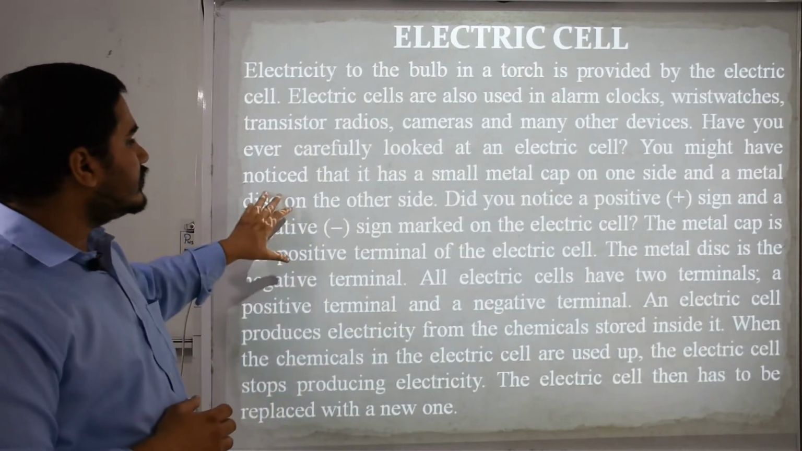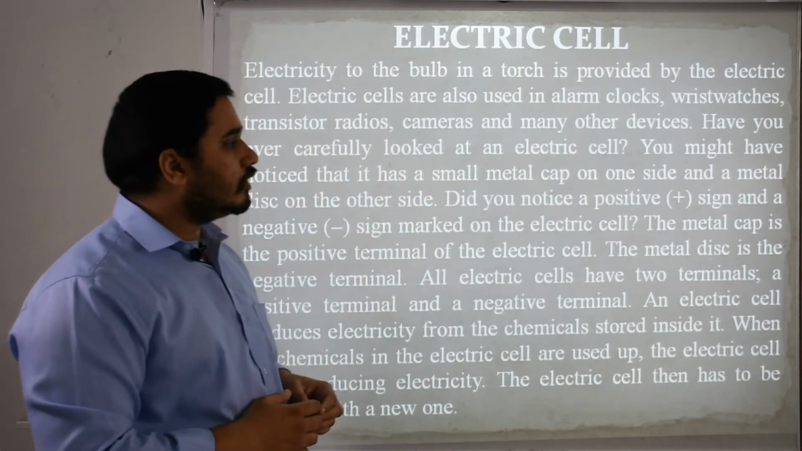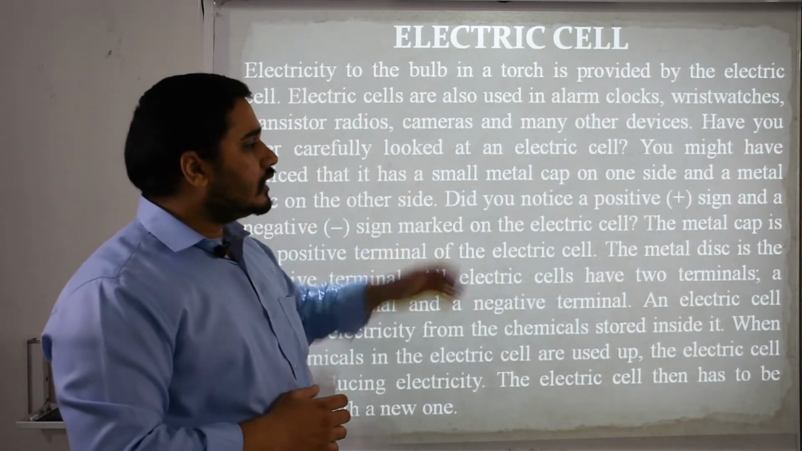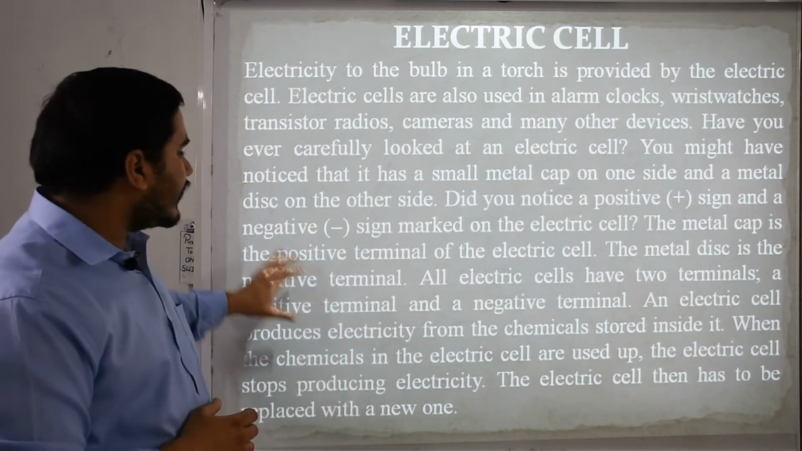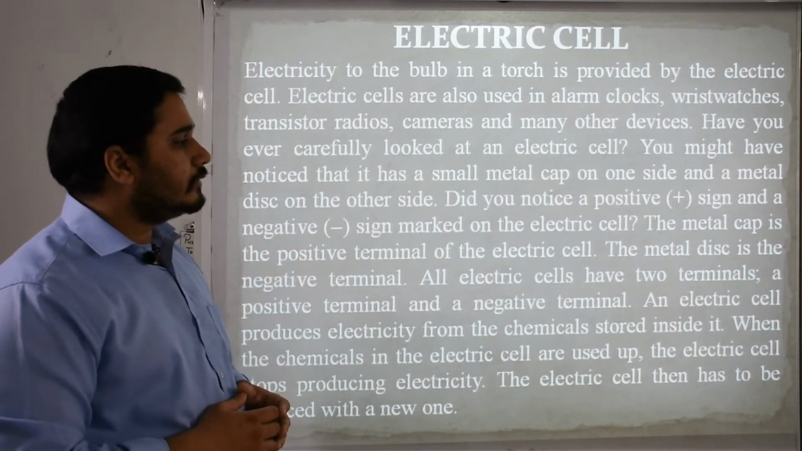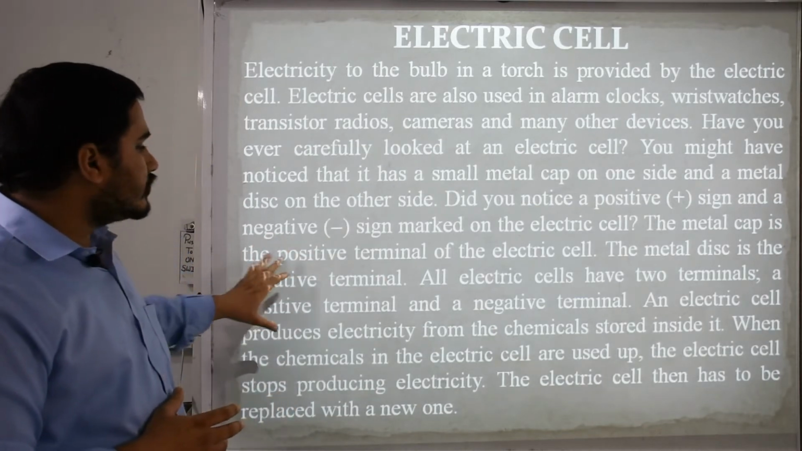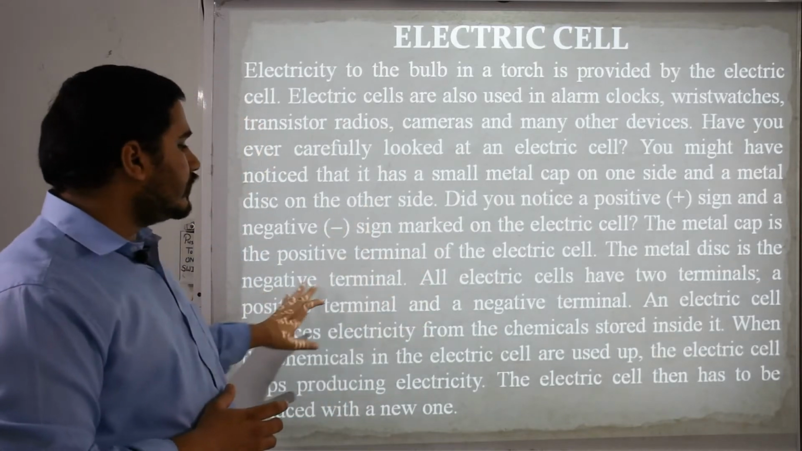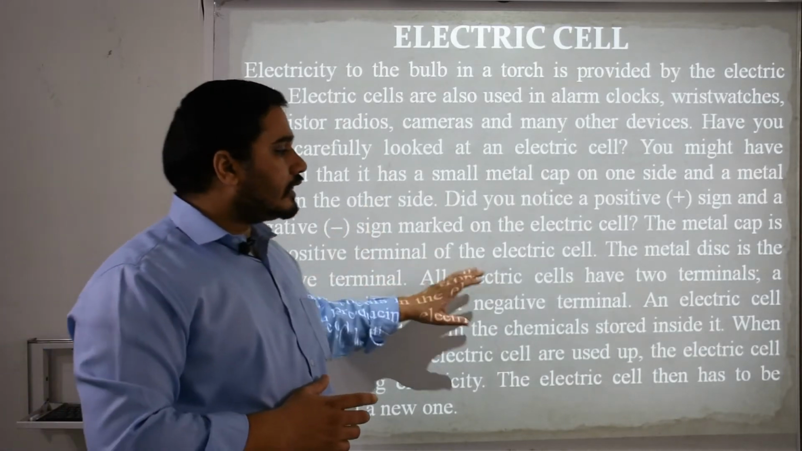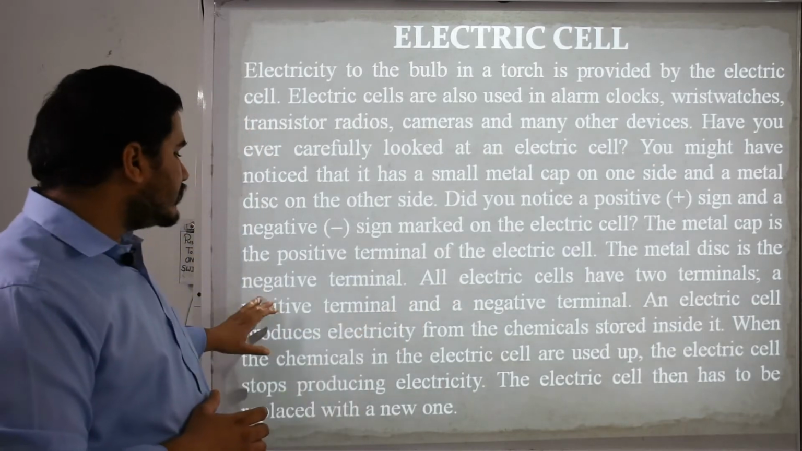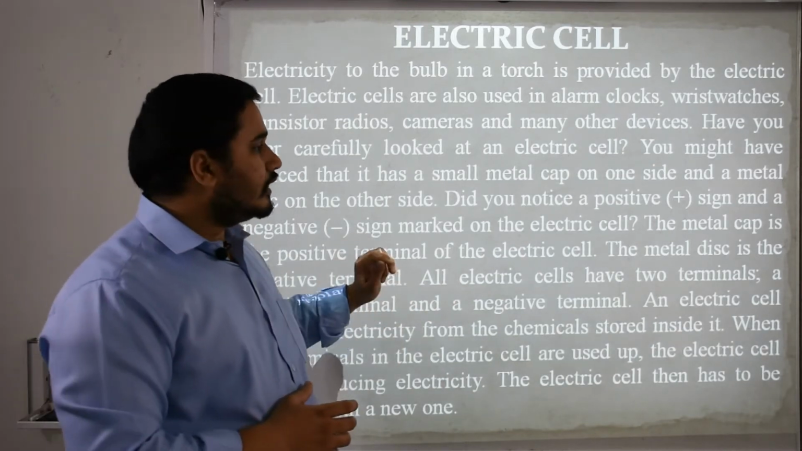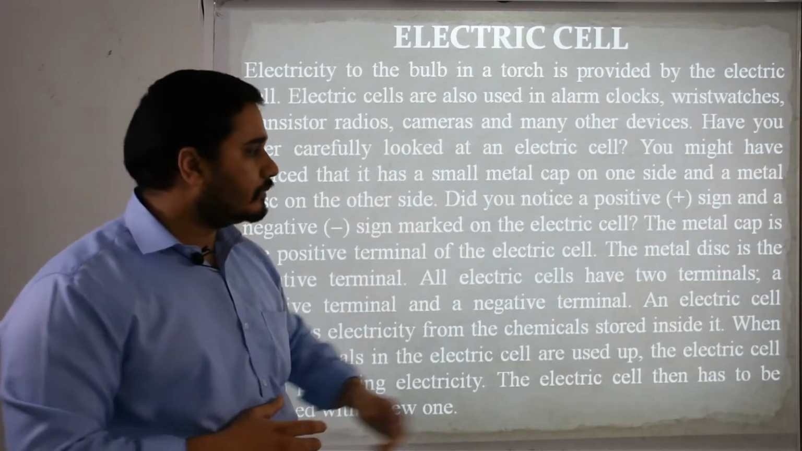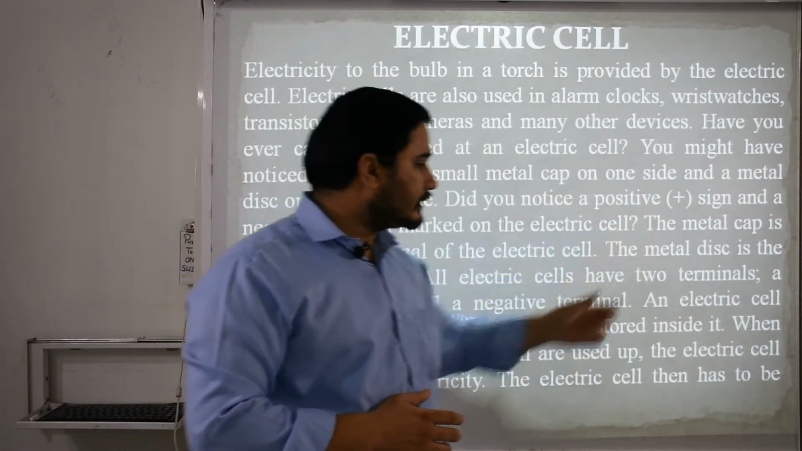You might have noticed that it has a small metal cap on one side and a metal disc on the other side. Did you notice a positive sign and a negative sign marked on the electric cell? The metal cap is the positive terminal of the electric cell. The metal disc is the negative terminal. All electric cells have two terminals, a positive terminal and a negative terminal. The difference between them is that one has a metal disc and one has a metal cap.